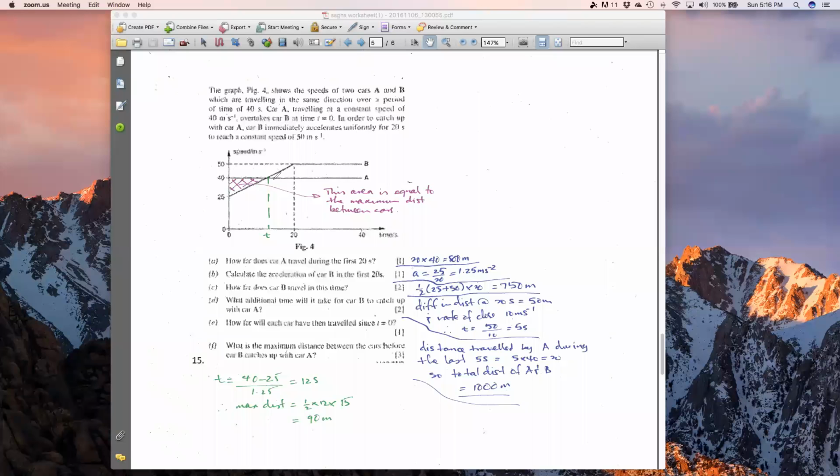Now think about it. All the while, A is traveling faster than B, so the gap is opening. The space between the two cars is opening. What happens at this time exactly? At this time, both A and B are traveling at the same speed. No longer is the gap opening. No longer is the distance between the two opening.